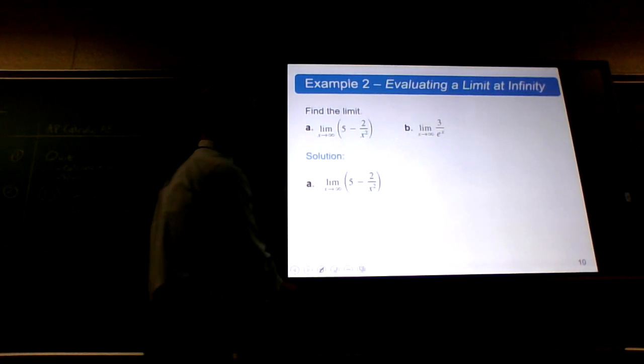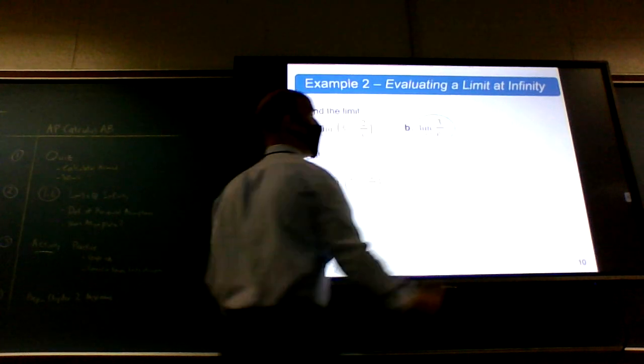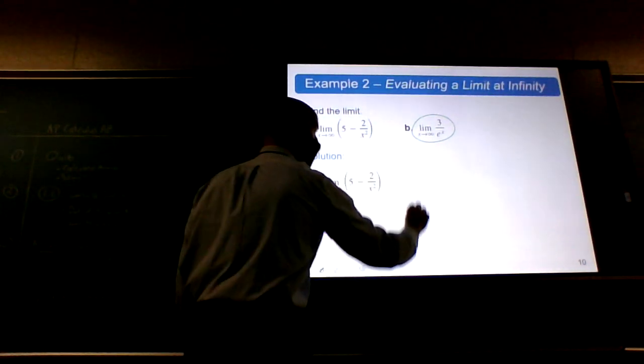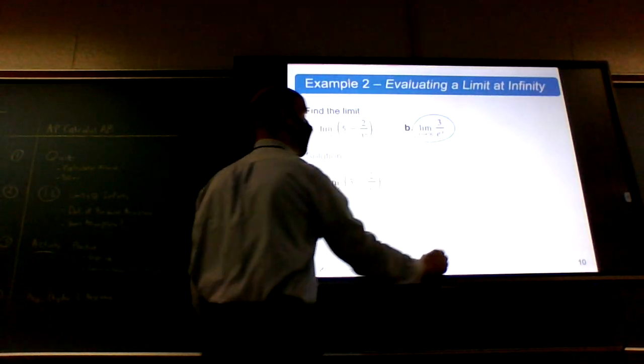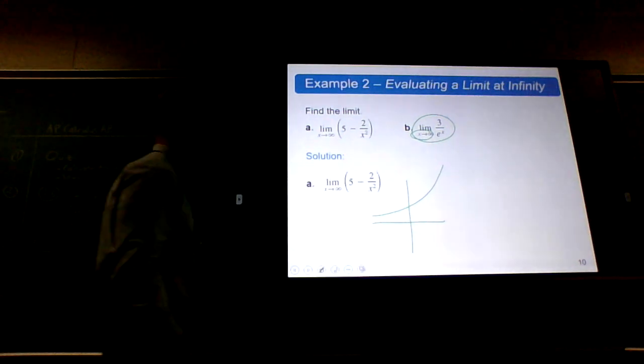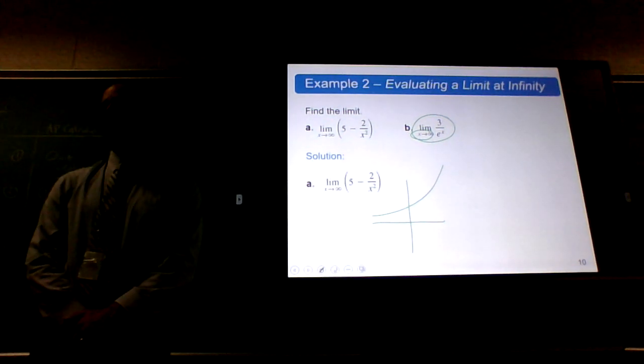Well, here, let's just do this one real quick. This should be fairly easy. Now think about that graph. Let me sketch that graph again for you here. Remember, here's what the graph is. This function's going to infinity. What's that limit there, part B?